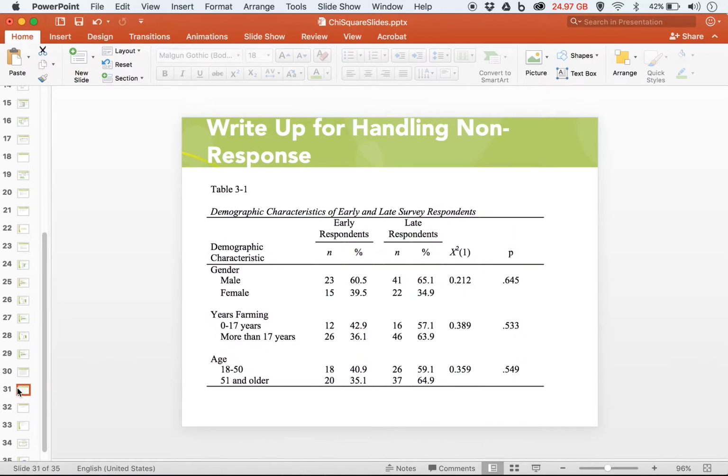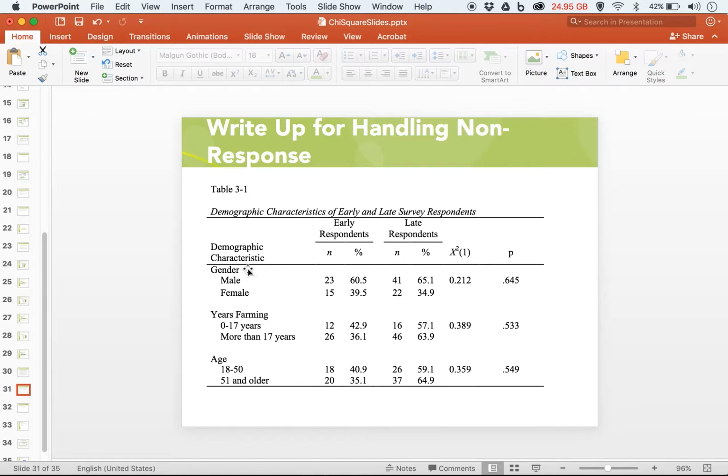And then we have to create a table that follows APA style. And we need to say demographic characteristics of early and late survey respondents. And we have our two columns. We have our late respondents and we have our early respondents, and we do our frequencies. So you have your N and you have your percentage. This column is your chi-square, and this is your p-value.